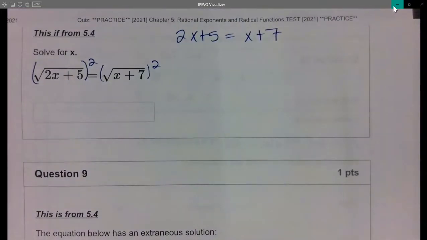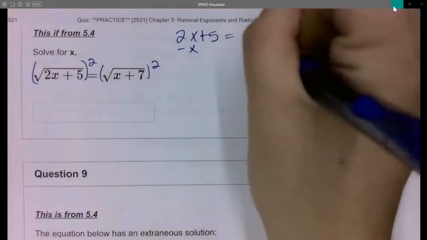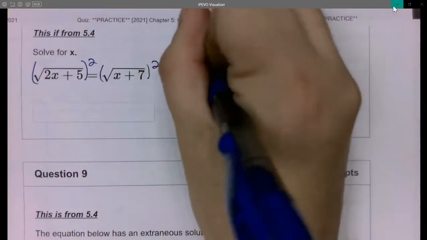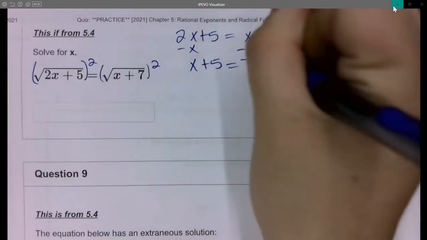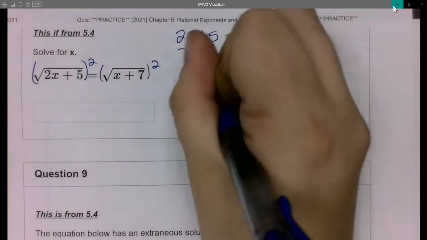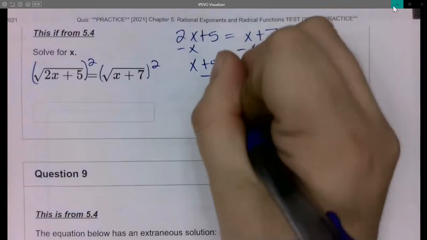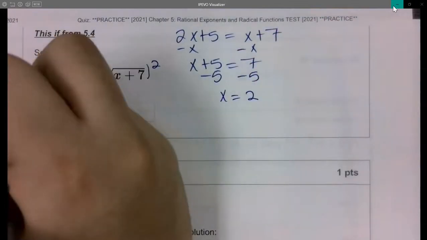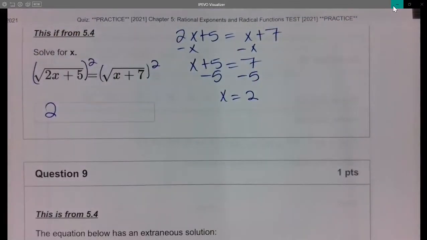Then this is just a normal linear equation for me to solve. So what I want to go ahead and do is subtract x on both sides. I get x plus 5 over here equals 7. And then I subtract 5 on both sides. And I get x equals 2. So 2 is my answer.